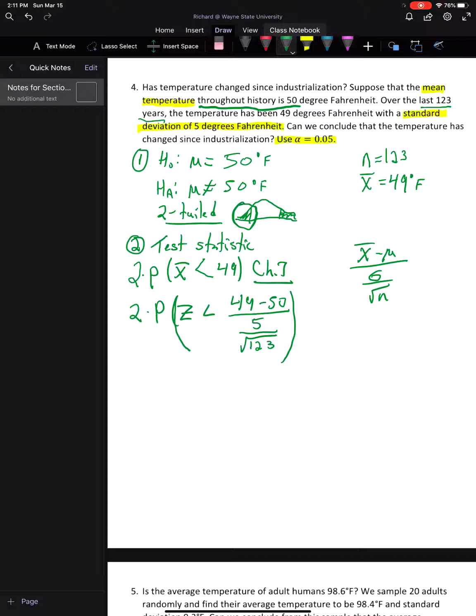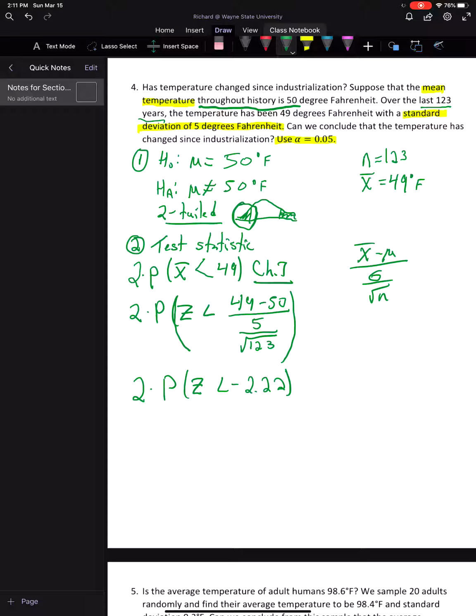Okay, so again, you might want to pause the video for a second and run the computation and see if it matches what I'm going to have. So this will be 2 times the probability that z is what? Less than negative 2.22. So you should have something reasonably close here.